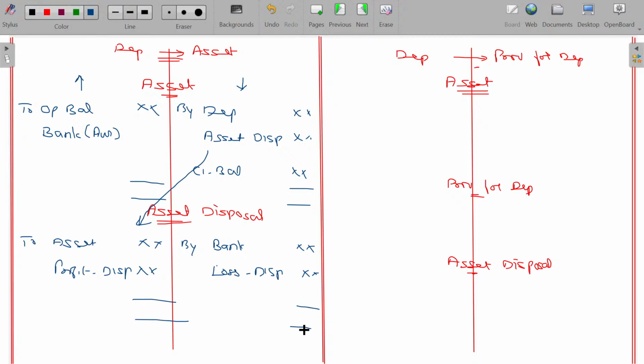And what happens in case the depreciations are accumulated in provision for depreciation? To opening balance, by closing balance. When the asset increases, it should be debited. When the asset decreases, credited. Similarly, in case of provision for depreciation, opening balance should be on the credit side. Closing balance should be on the debit side.